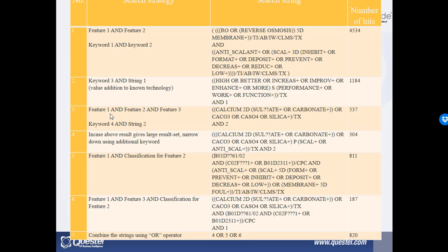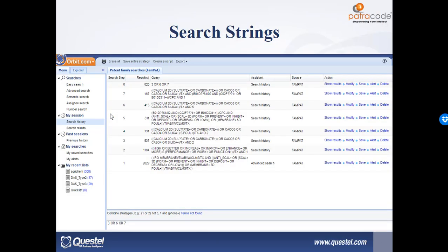So last, you just combine all these final strings using the OR operator so that the redundancy is further removed, and then we get a result of 820, for example, in this case. Now one thing I would like to highlight here is the usage of proximity operators. Always try to use the proximity operators judiciously.